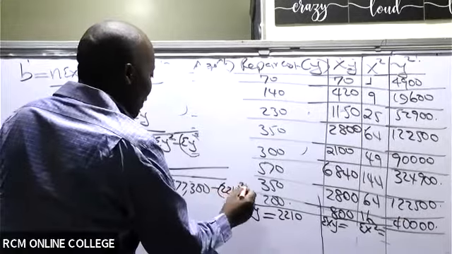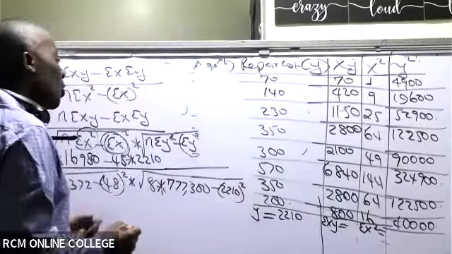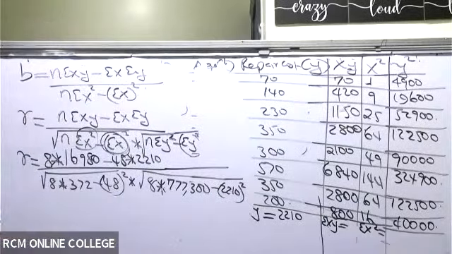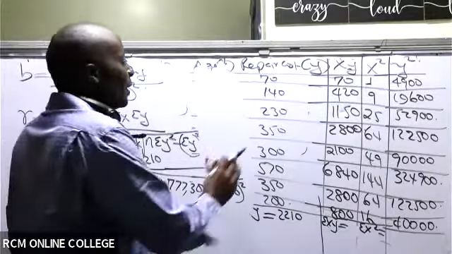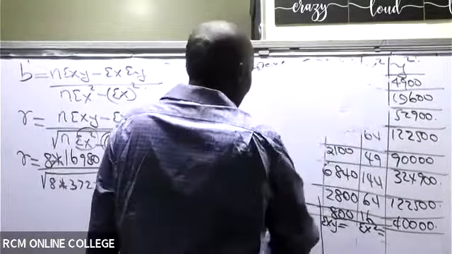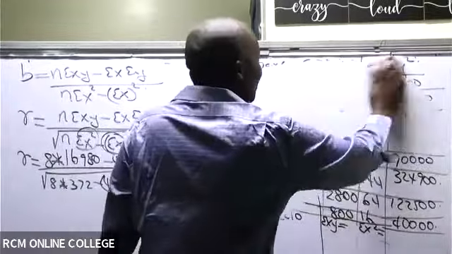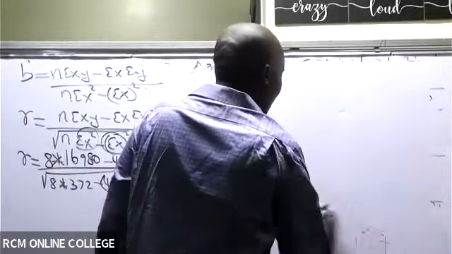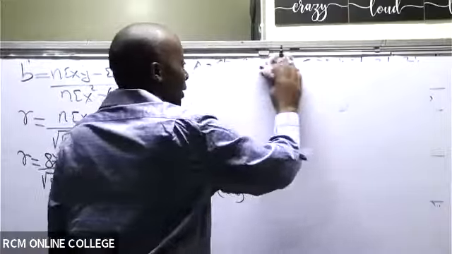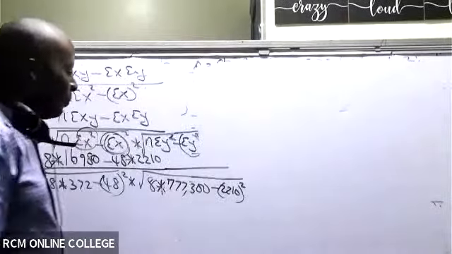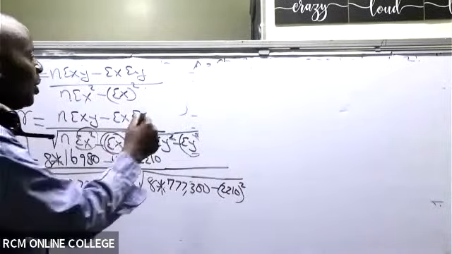Now you square this. It may look very big, but trust me, it is very simple. So then my R will be equal to what?